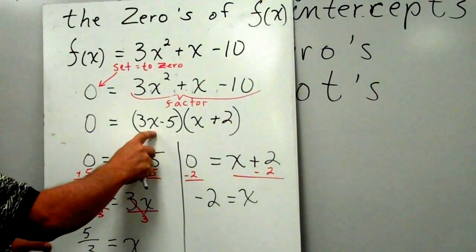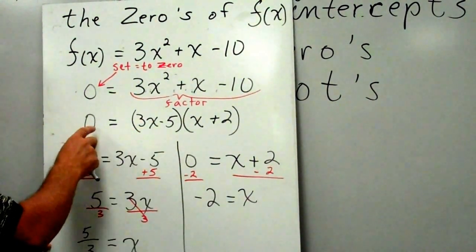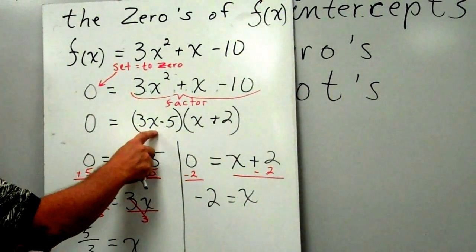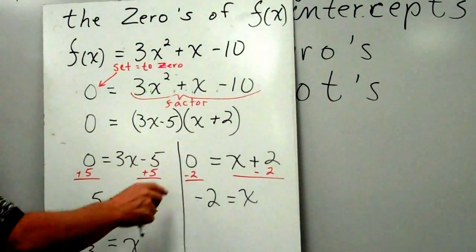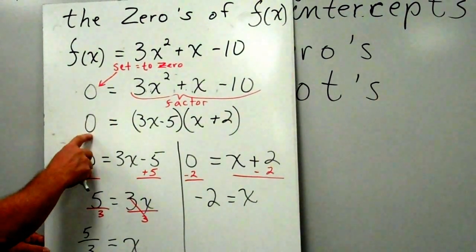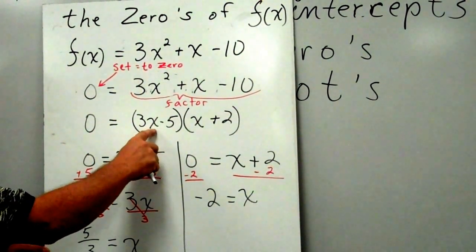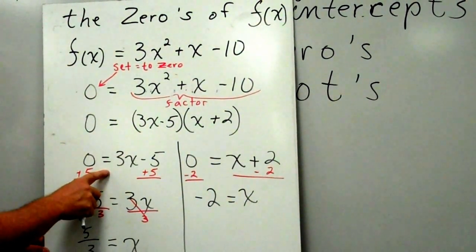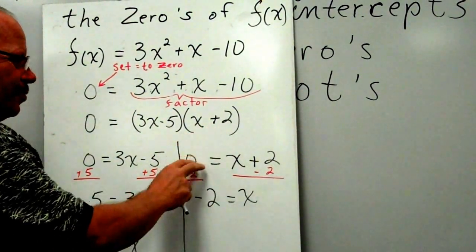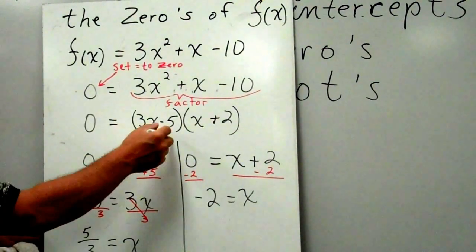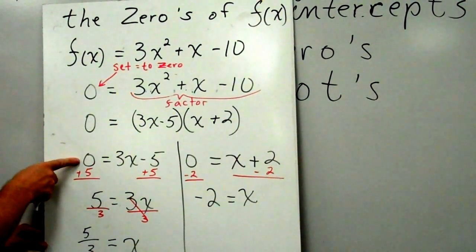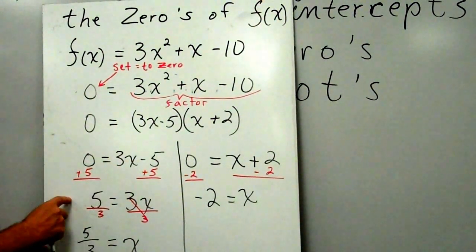Once we factor it, we know that any time you have an answer in multiplication that is 0, then one or the other of the factors can be 0. And that's the only way that this answer can be 0, is if 3x minus 5 is 0, or if x plus 2 is 0. And either way makes it true. So what we do is once we factor, we set each factor equal to 0 and solve for x.